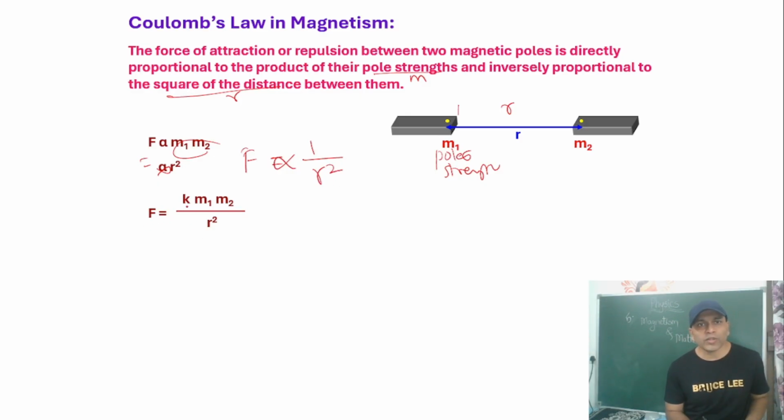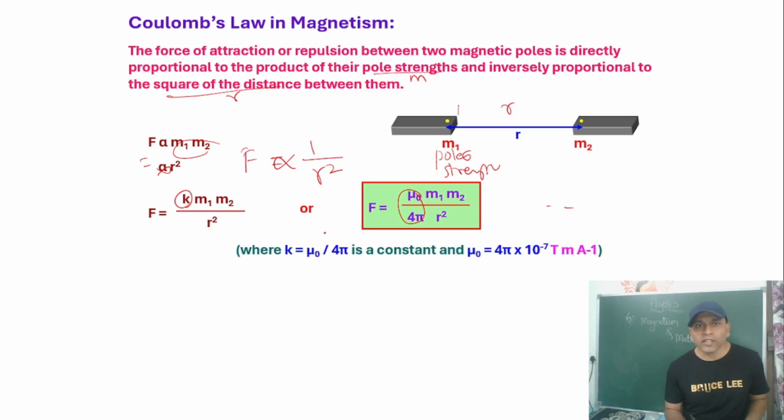So we can write F is equal to K M1 M2 upon R square. K is a constant. What does this K mean? K is equal to mu 0 upon 4 pi, which is a constant, where mu 0 is equal to 4 pi into 10 raised to minus 7 Tesla meter per ampere.